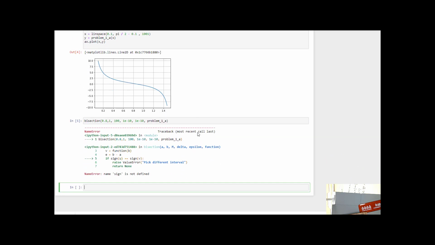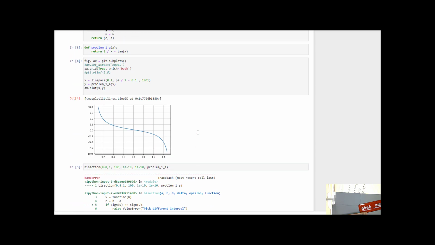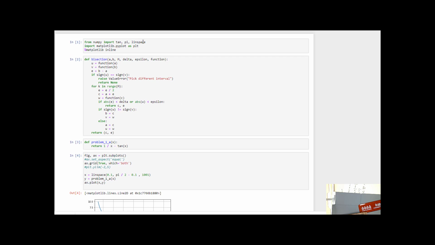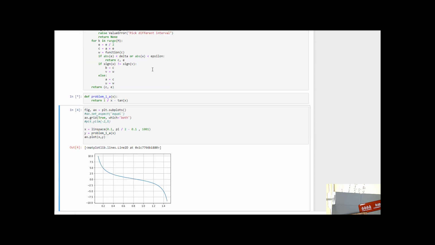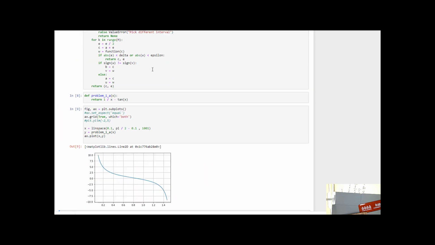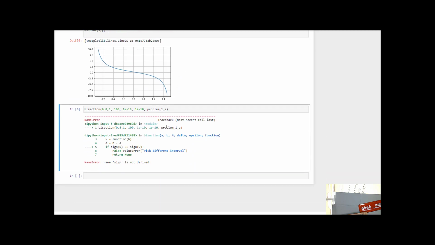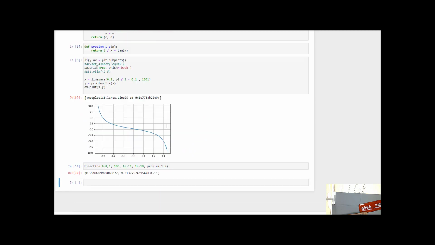Okay. Let's see if this works. Oh, and I get an error. Okay. All right. I do need the sign up here. So I go SIGN and I go enter, enter, enter, enter. And let's cross our fingers, enter, and there we go. My root is between 0.999999 and 93. So, interesting.